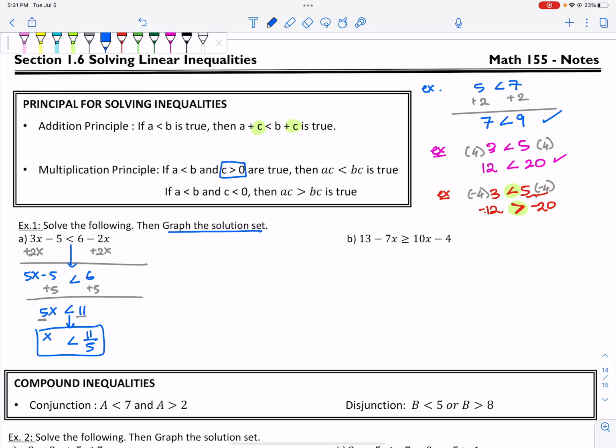Now graph the solution set. Here is 11 over 5, and there's an open circle at 11 over 5. Less than means all the numbers on the left side of 11 over 5. If we were asked to write this in interval notation, that would be negative infinity, comma, 11/5, parenthesis.